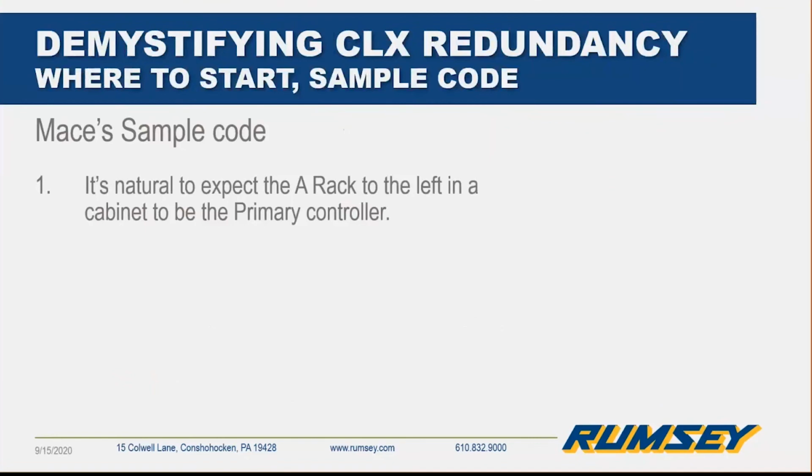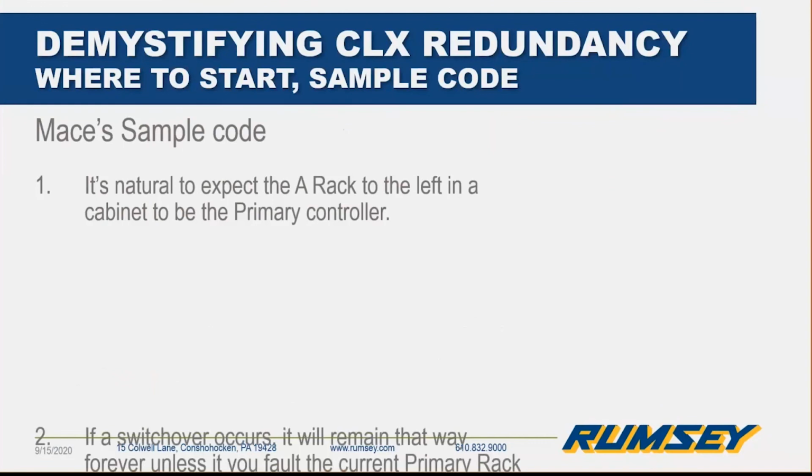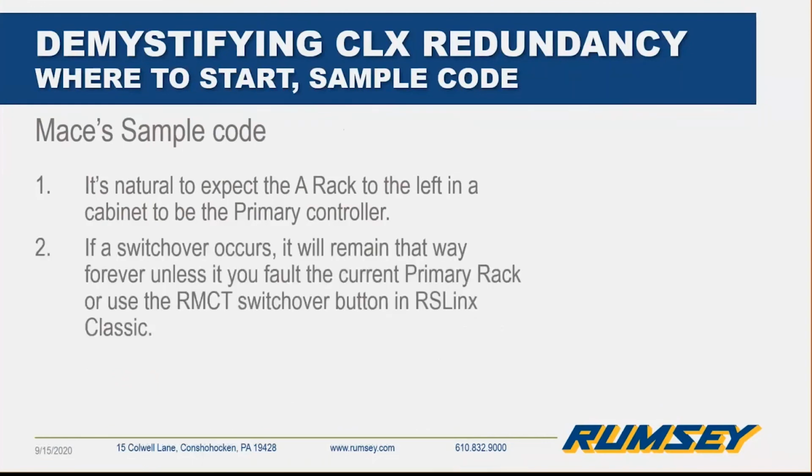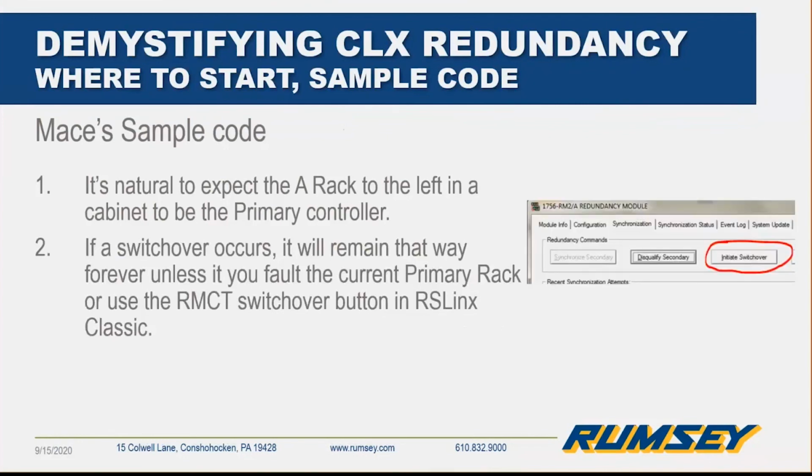If any of you have been down to the process unit at Easton, it does not cross over automatically, but I found that kind of a natural thing that you'd want to have it set to left. So if switchover occurs, again, it will stay whatever is in process. So if it goes from the left to the right as the primary, the secondary is going to remain on the left forever, unless you go to RSLinx Classic and hit Initiate Switchover in the Synchronization tab.